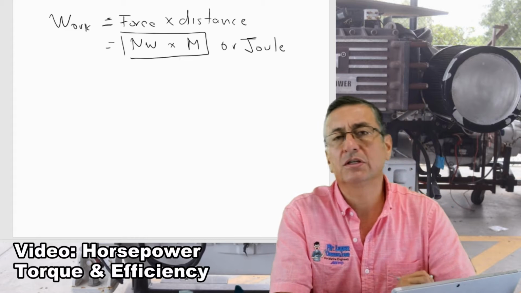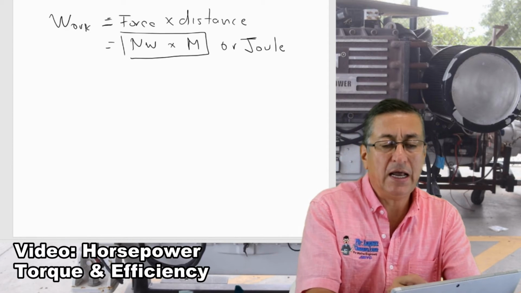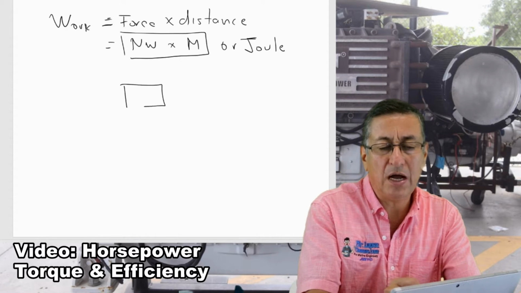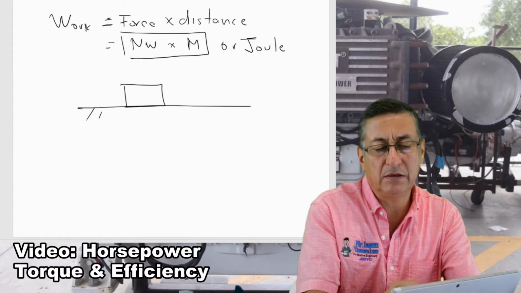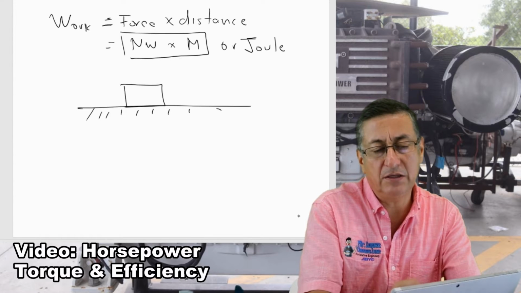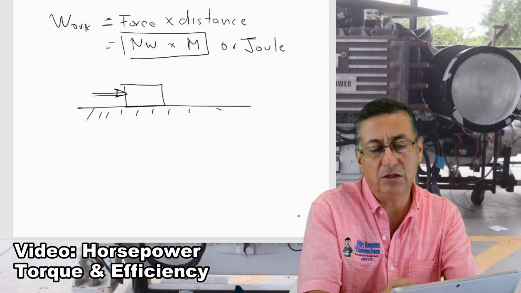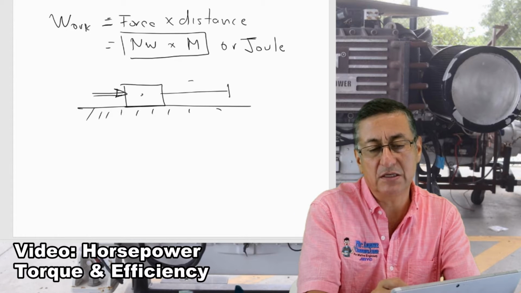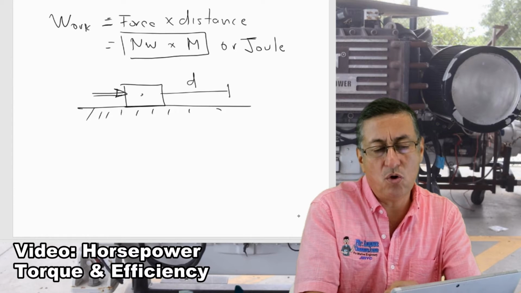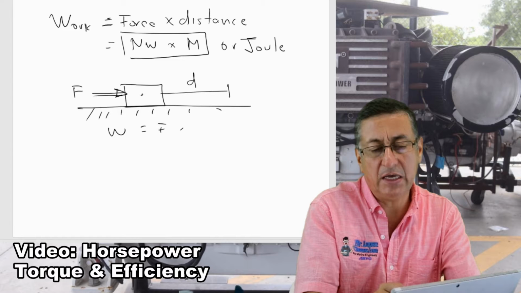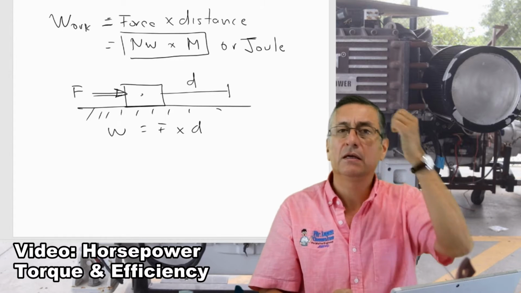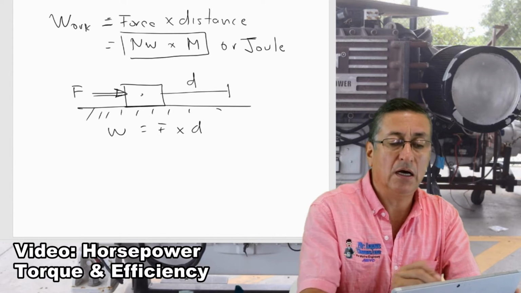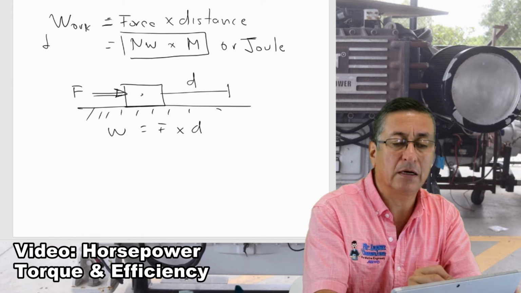Work is force times distance, and it is the force that you apply. This is an object. This is the ground. And this is the force that you apply on the object in order to move the object some distance. The work is equal to the force applied times the distance. It's simple. The work is linear.